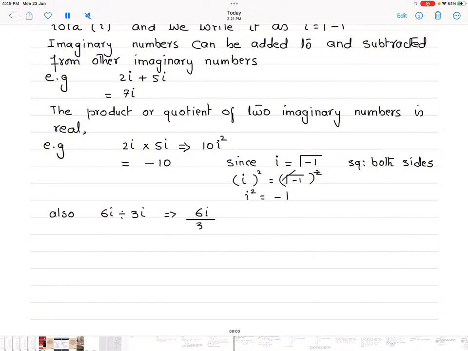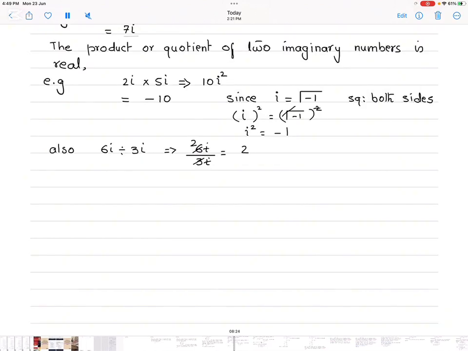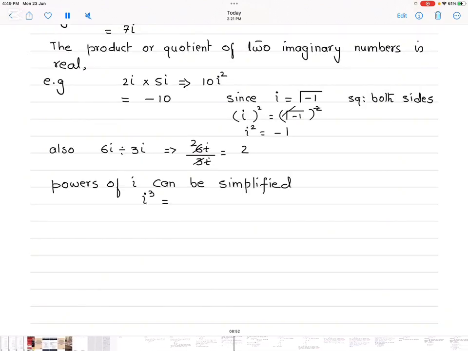Also, 6i divided by 3i will give us 2. Powers of i can be simplified. Like i cubed can be written as i squared times i, which is negative i. Because i squared is equal to minus 1, so minus 1 times i is minus i.